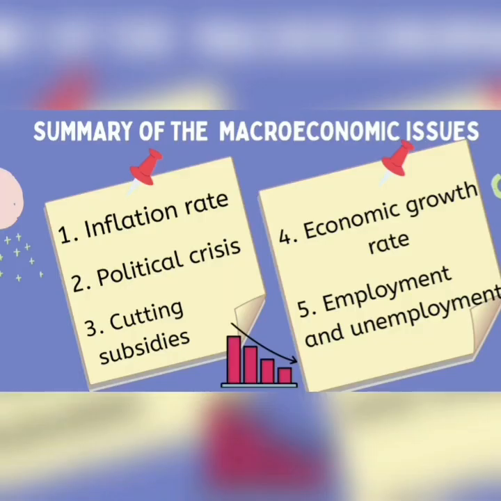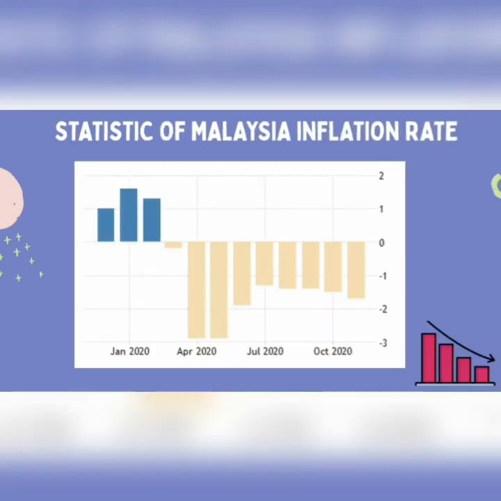Macroeconomic issues: inflation rate. Consumer prices in Malaysia fell by 1.7% year-on-year in November 2020, compared to market consensus and October's figure of a 1.5% drop. This was the ninth straight month of deflation and the steepest since June amid ongoing COVID-19 disruption, as prices fell faster for transport, negative 11.1% versus negative 10.2% in October.